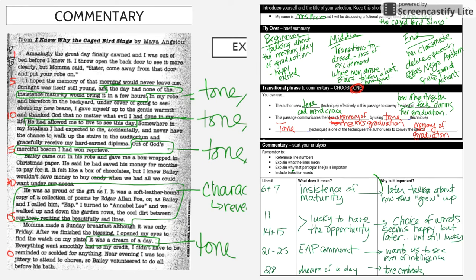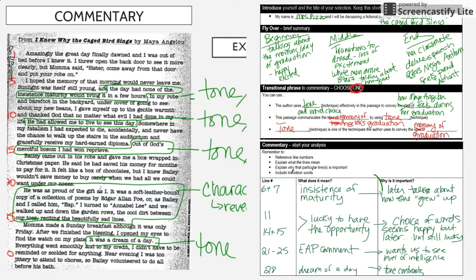Hi, my name is Mrs. Pizzo, and I will be discussing the passage, I Know Why the Caged Bird Sings. In the beginning of this passage, the speaker, who is Maya Angelou, is talking about the morning on the day of her graduation. She's extremely excited. She shares a lot of exchanges between her mother, her brother, and the rest of her family. And the overall feeling she gives is happiness and exuberance.